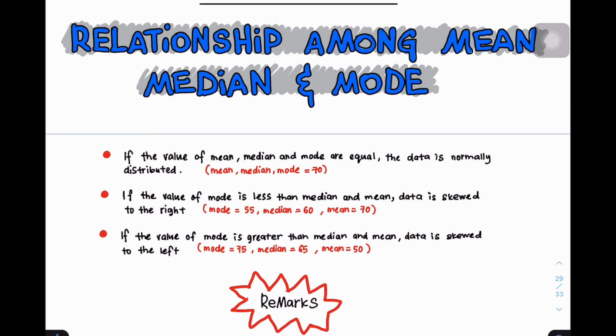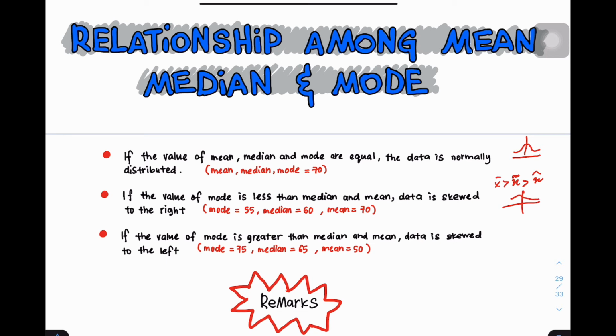If the value of mean, median and mode are equal, the data is normally distributed. Ini yang tadilah bila kita ada bell curve data. Okay, maksudnya nilai mean, mode dan median adalah sama, so dia adalah normally distributed. If the value of mode is less than median and mean, data is skewed to the right. Maksudnya nilai mean lagi besar daripada median dan mode. Okay, so kita punya data akan skewed to the right, ataupun kita panggil dia sebagai positive skewness.